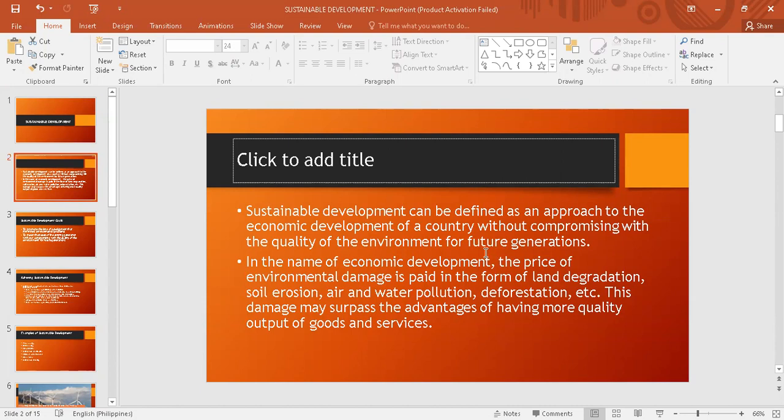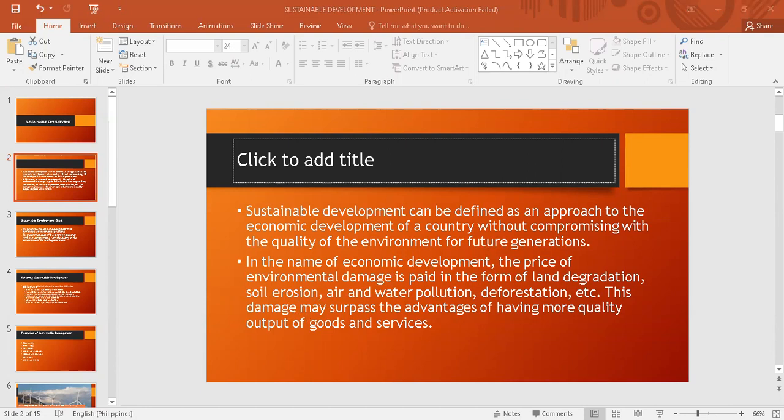In the name of economic development, the price of environmental damage is paid in the form of land degradation, soil erosion, air and water pollution, deforestation, and others. This damage may surpass the advantage of having more quality of output of goods and services.